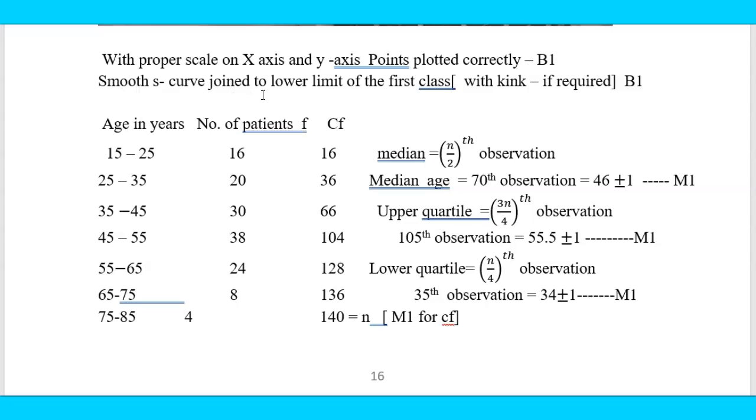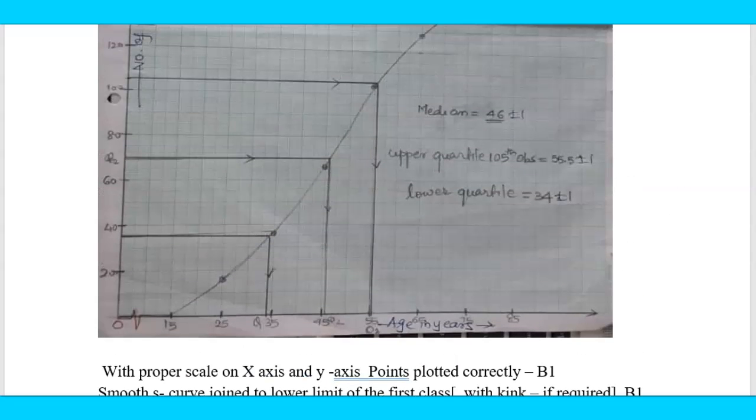You have to draw a smooth S curve, and the tip should be joined to the first lower limit of the first class. I'll show the graph. Here you see that this point should be connected to the x-axis at the first lower limit of the first class. Here I draw a kink because equal intervals are not taken. For 0 to 15 I have taken 2 centimeters, and here 15 to 20 has a difference of 10, here 15 difference. So the kink is necessary, you have to draw it. If somebody started after 3 centimeters, directly at 15, and continued after that, then it is correct.